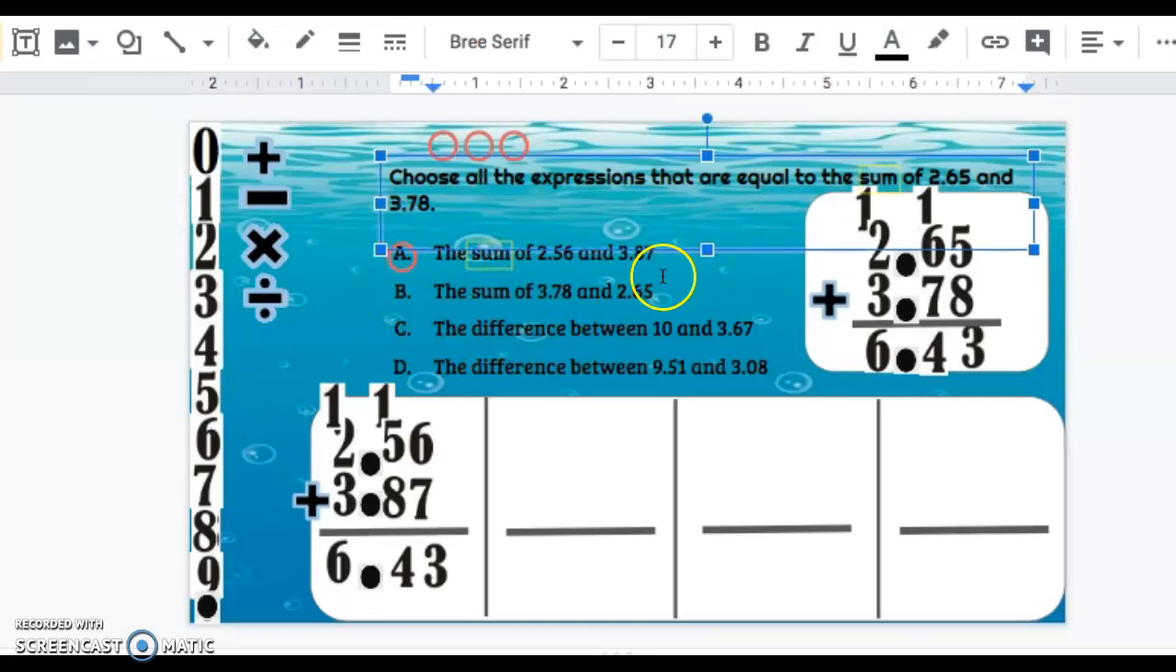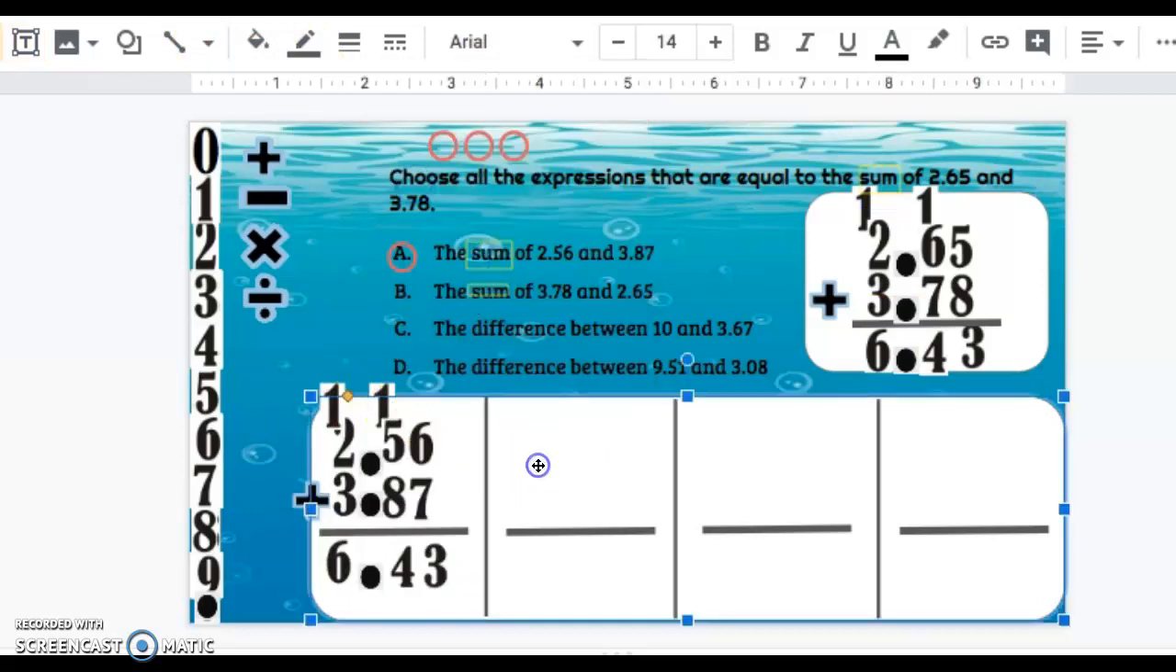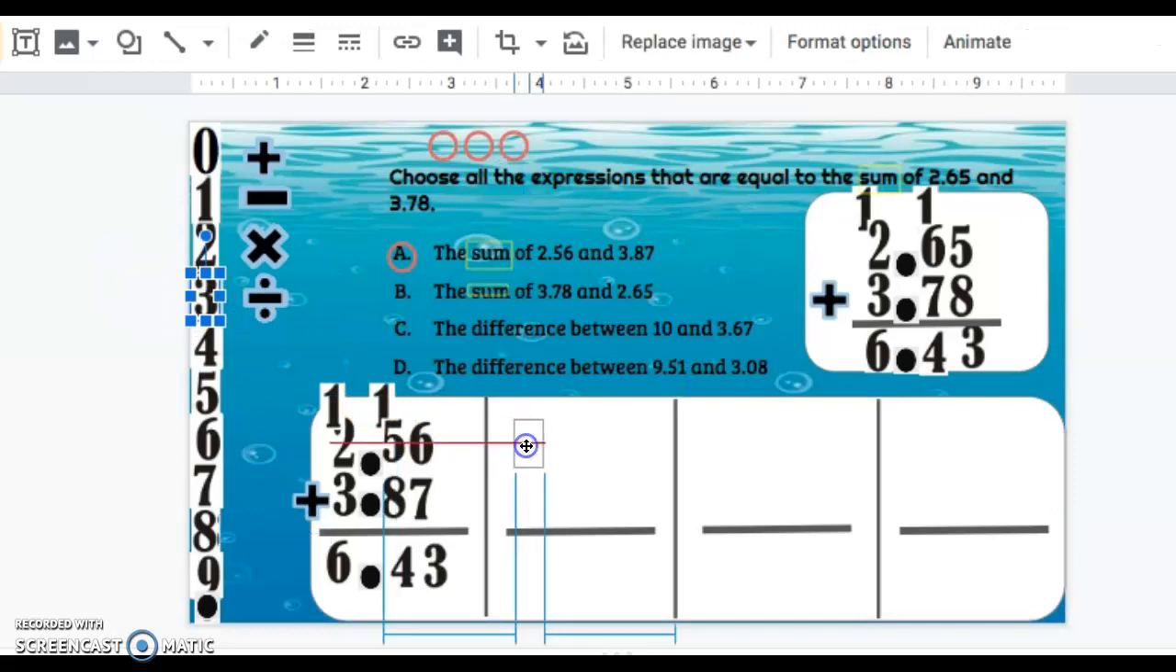Okay, so let's go to B now. B says the sum of 3 and 78 hundredths and 2 and 65 hundredths. So I'm going to start. Sum, I see that word. Sum means that we are adding. We're finding the answer to an addition problem. So I'm going to begin to add. So I have 3. So I start off by just putting my first number down.